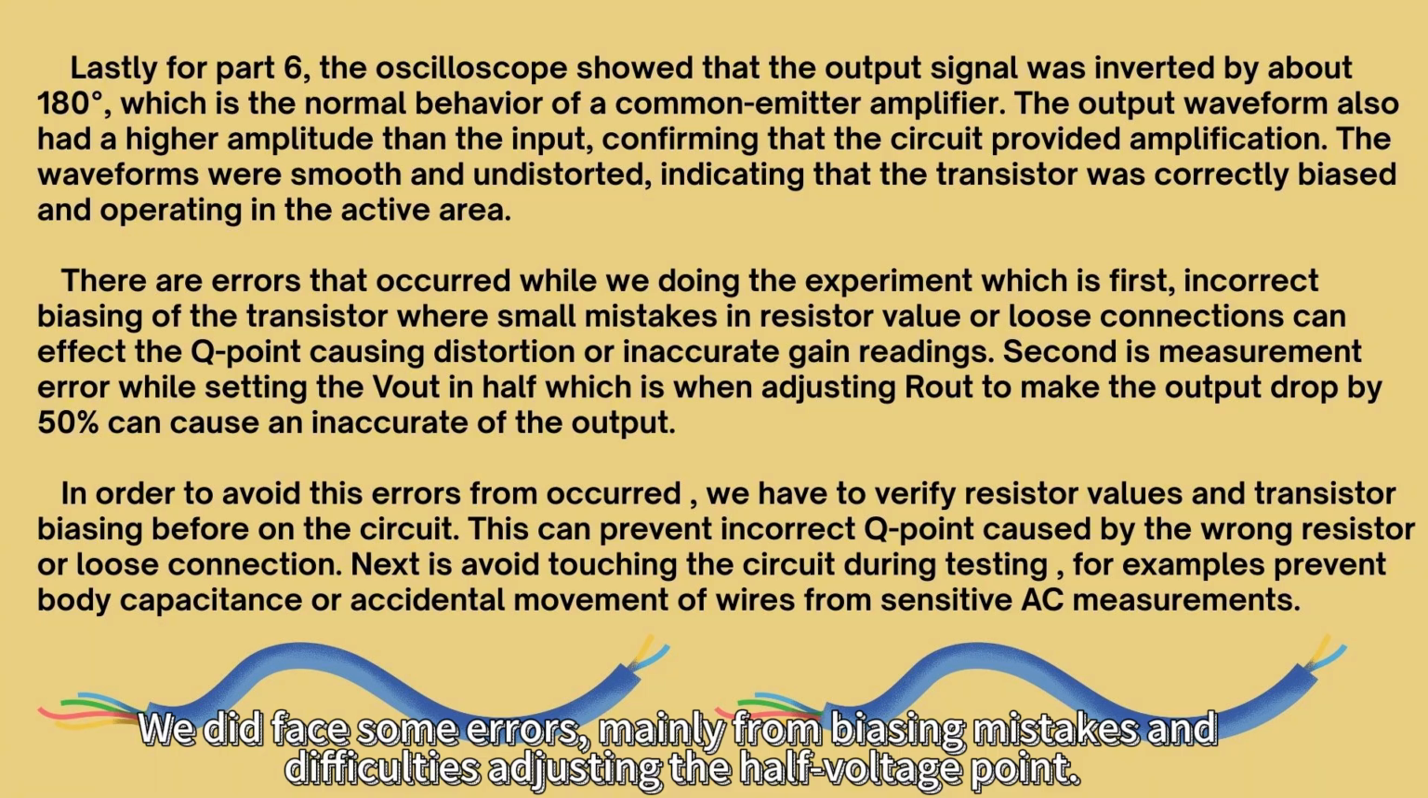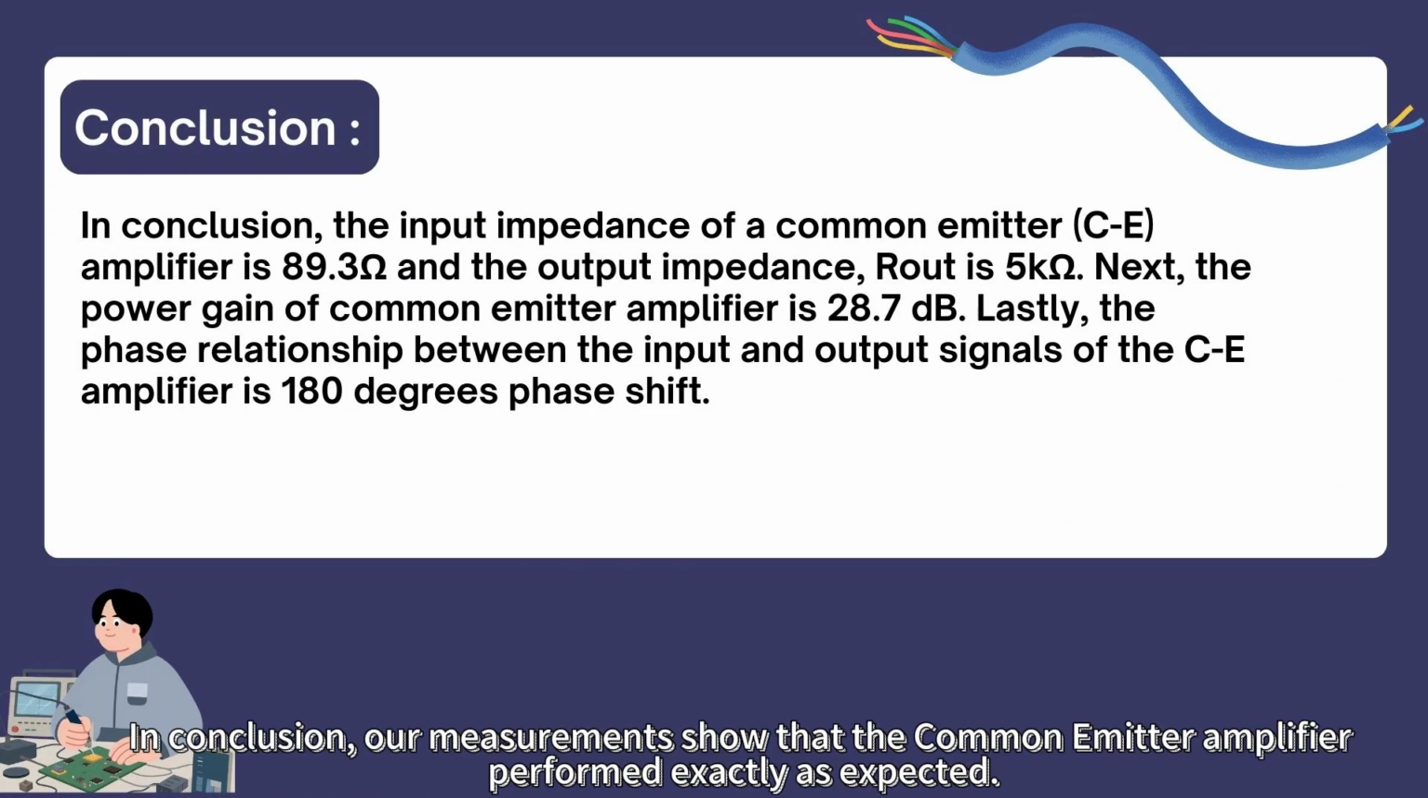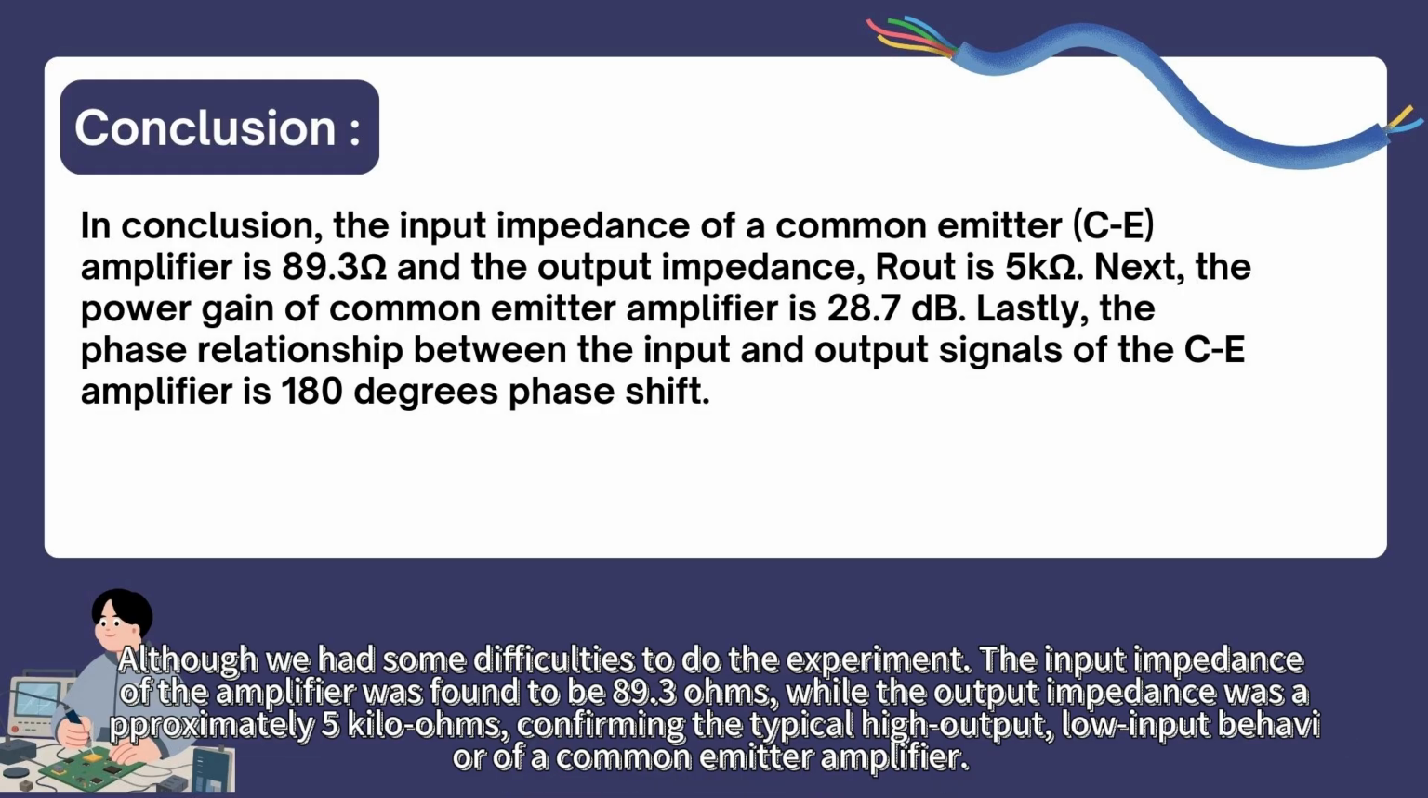We did face some errors, mainly from biasing mistakes and difficulties adjusting the high voltage point. This can be avoided by checking resistor values, securing connections, and minimizing movement during measurements. In conclusion, our measurements show that the common emitter amplifier performed exactly as expected, although we had some difficulties doing the experiment.